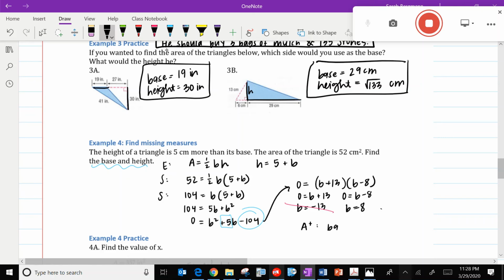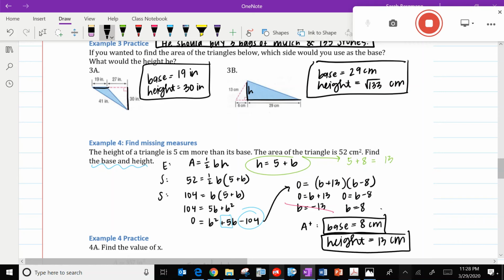The base has to be equal to 8 centimeters. The height, I know that the height is equal to 5 plus the base, so 5 plus 8, I get 13 for my height. So plus units is 13 centimeters. Go ahead and try 4A on the bottom of this page and 4B on the top of the next page.